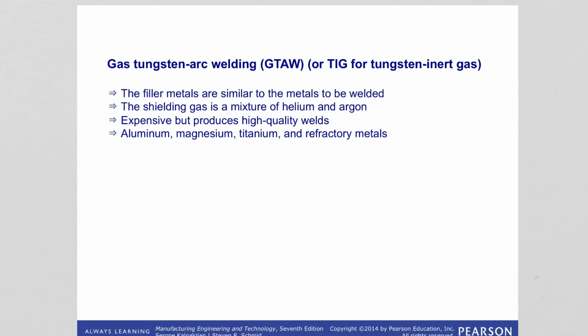This technique is expensive, but it produces very high quality welds. In this technique, no flux is employed, and most common engineering metals and alloys can be welded by this process. Because there is an inert gas, it makes it particularly attractive for reactive metals like aluminum, magnesium, and titanium, as well as some superalloys and refractory metals.